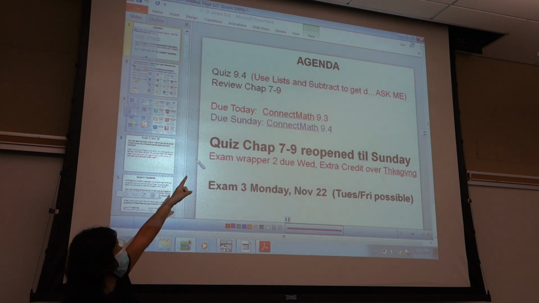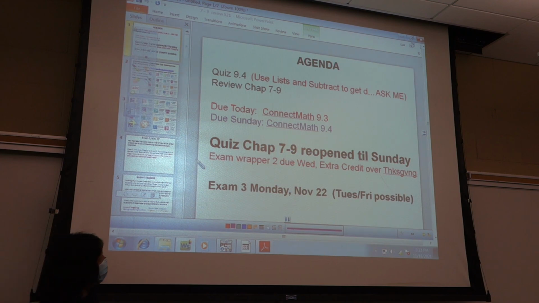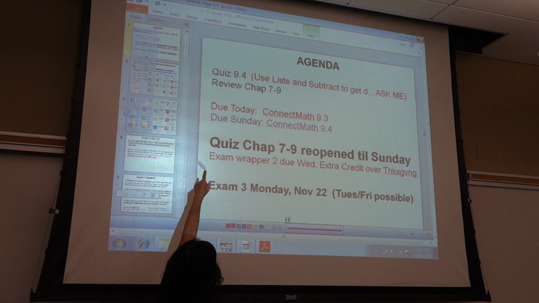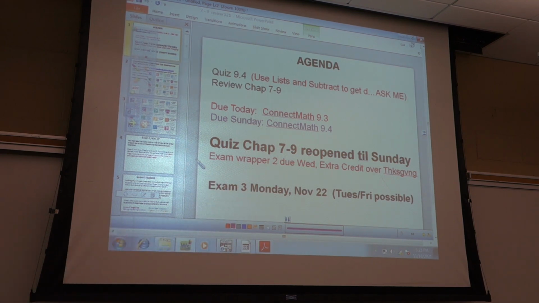With 9.3 today, you also might have some situations where you need to put the data in and do stat calc 1-var stats again to find your mean and standard deviation. But I feel like now you folks all have some practice with it. So that's good. Quizzes for chapters 7 through 9 are reopened. So if you did not do any of the chapters 7 through 9 quizzes, you have another chance to get them done by Sunday night.